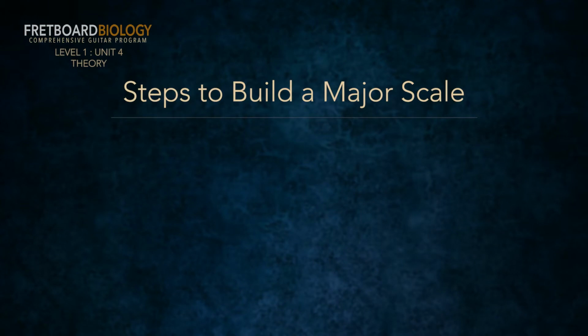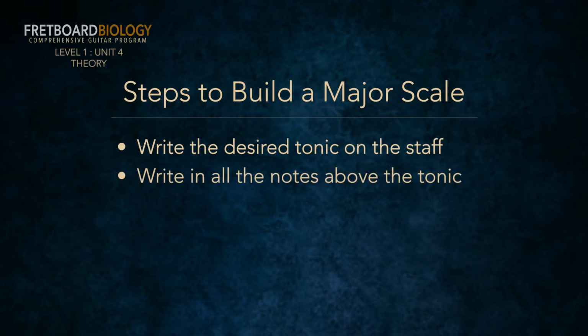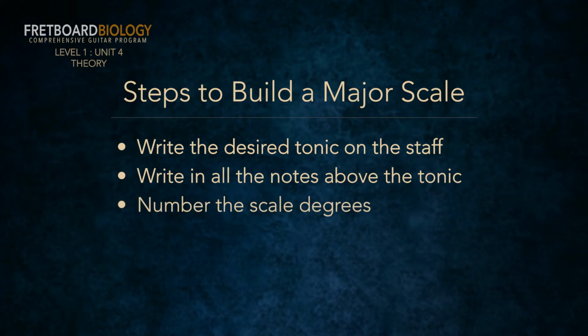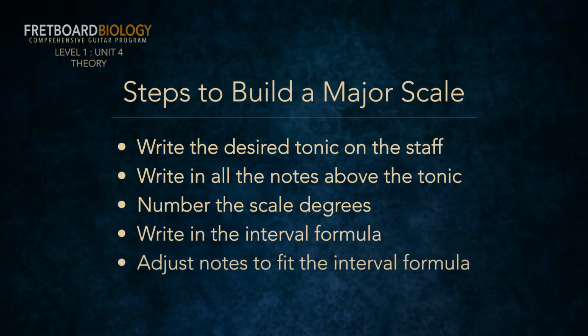To build a major scale, we're going to follow these steps. 1. We're going to write the desired tonic on the staff. 2. We're going to write in all the notes by step on the staff above the tonic using no sharps or flats, and include the octave. 3. We're going to number the scale degrees, including 8, which is 1. 4. We're going to write in the interval formula between the scale degrees. Remember, that's whole, whole, half, whole, whole, whole, half. And 5, this is the critical part where you need to think. We're going to adjust notes where necessary to fit the interval formula using sharps or flats where necessary. Always remember the naturally occurring half steps and that they're between B and C and E and F.